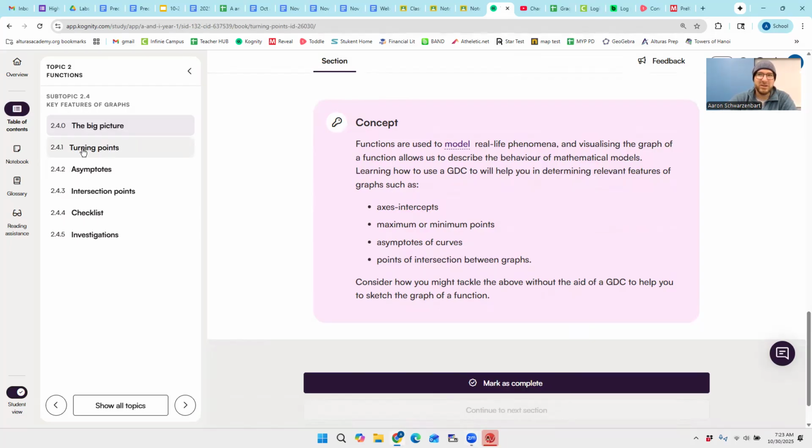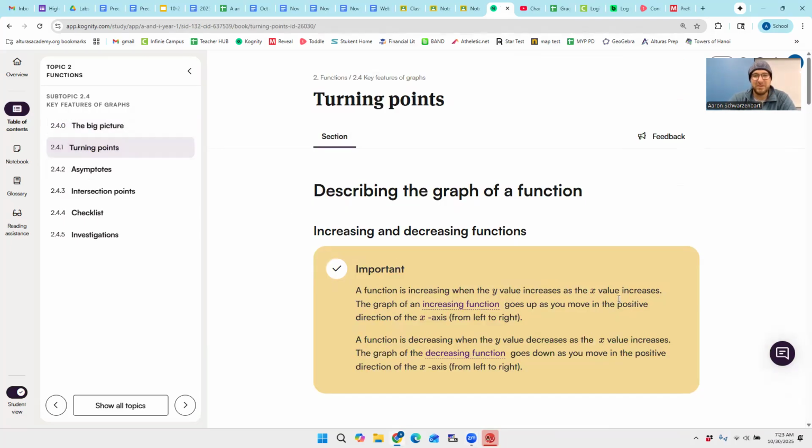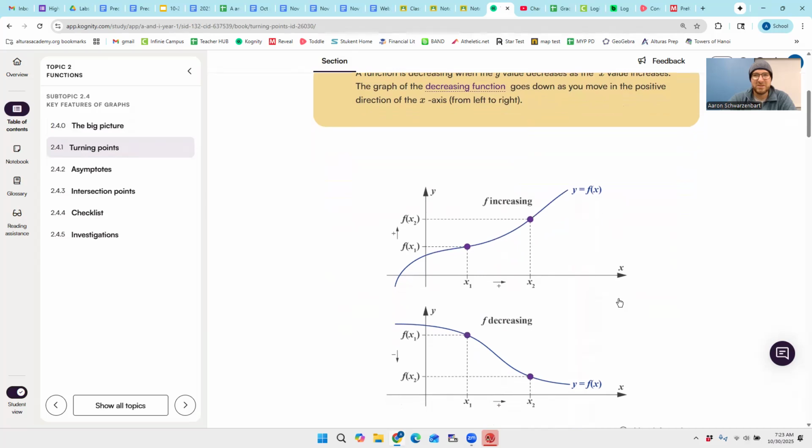So, turning points. Functions are increasing as they go up from left to right and decreasing as they go down left to right. An important thing, do not call this increasing because it's going up as you go that way. We read graphs left to right. It's easy to make that mistake at first.